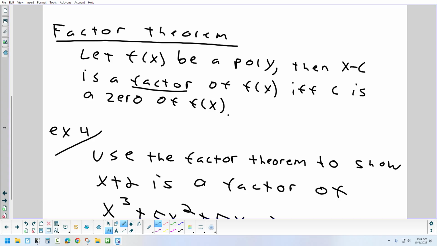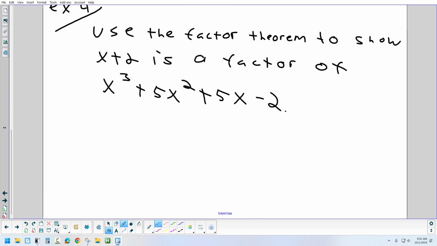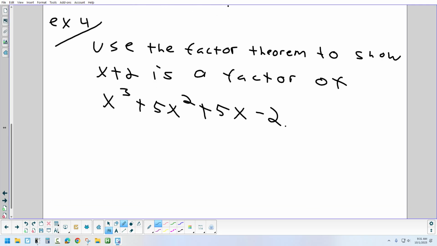Okay, so let's look at this one. It says use the factor, or we're just going to say remainder theorem. It's basically the same thing. Use the remainder theorem to show that x plus 2 is a factor of that. What are we hoping happens? A remainder of 0. We're going to hope when we divide them, we get a remainder of 0.